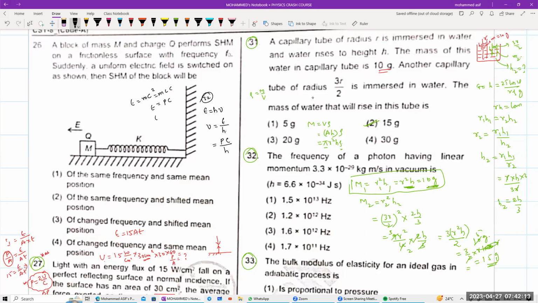So momentum is given how much in the problem, beta? 3.3 into 10 to the power of minus 29. Speed of light is 3 into 10 to the power of 8, divided by Planck's constant, whose value everyone knows, 6.6 into 10 to the power of minus 34. So simplify it and let me know what the answer will be. Question number 32 is also a good question.